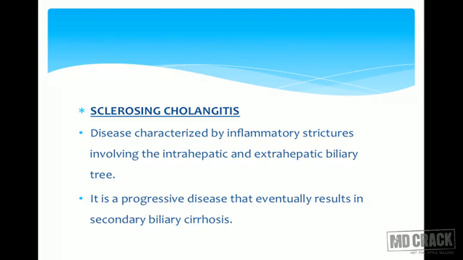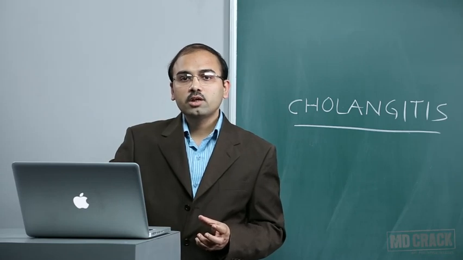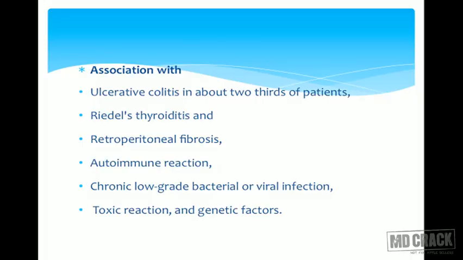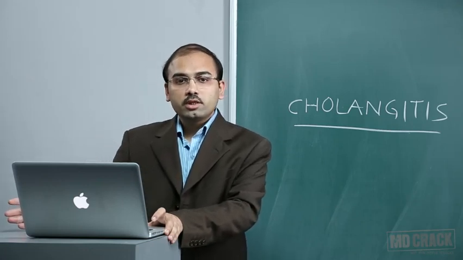It is a disease characterized by inflammatory strictures involving the intrahepatic and extrahepatic biliary tree. So whenever the intrahepatic and extrahepatic biliary tree is involved, it may lead to sclerosing cholangitis. It is a progressive disease that eventually results in secondary biliary cirrhosis. So these repeated attacks of cholangitis will cause fibrosis in the biliary tree, leading to secondary biliary cirrhosis. Primary sclerosing cholangitis is seen most commonly with ulcerative colitis, in two-thirds of the patients.